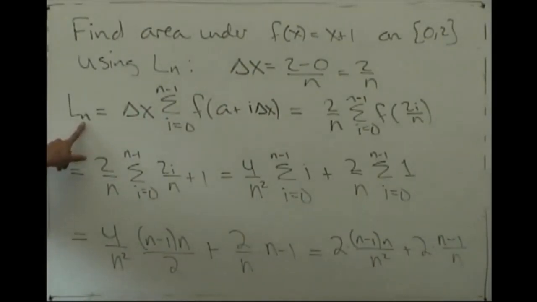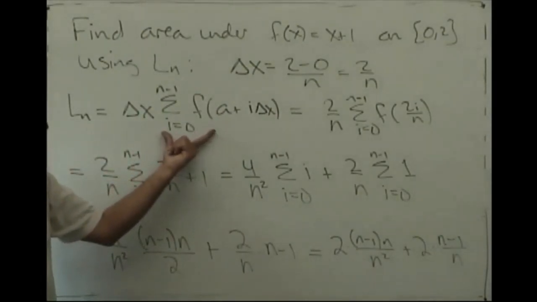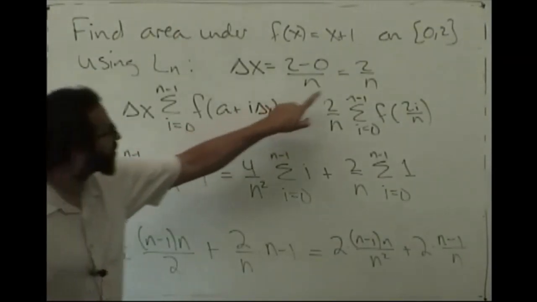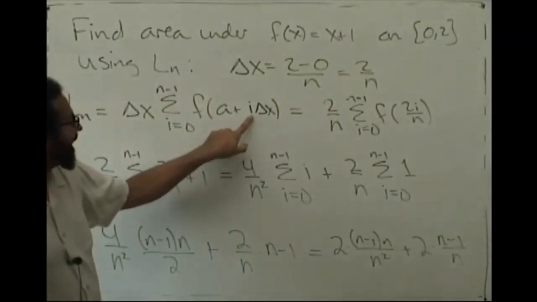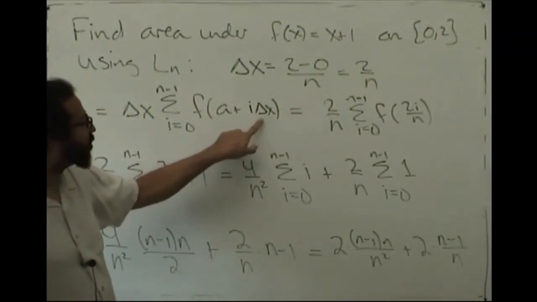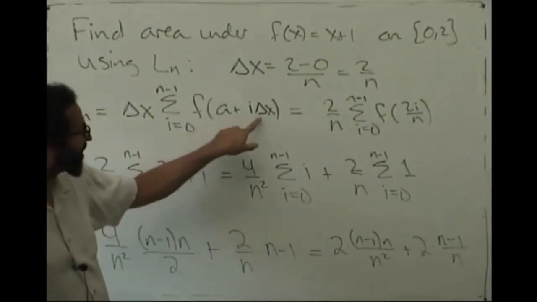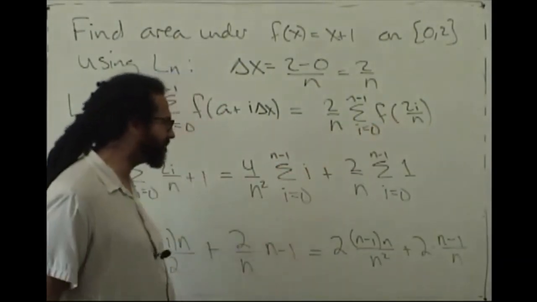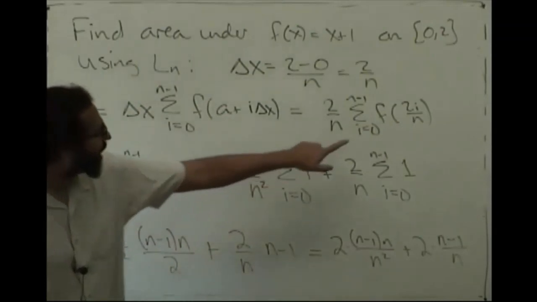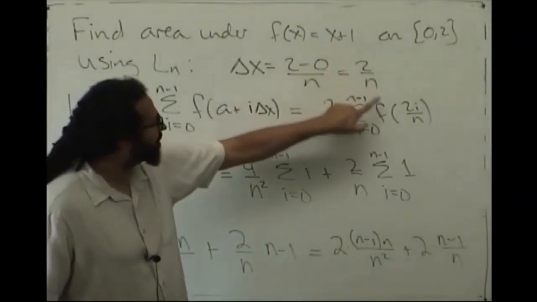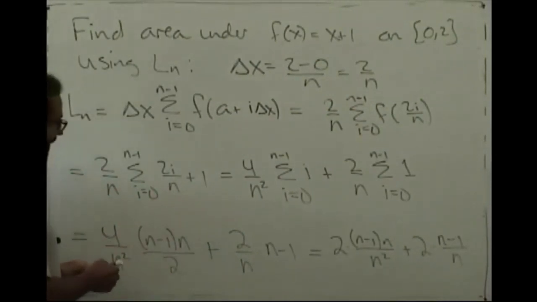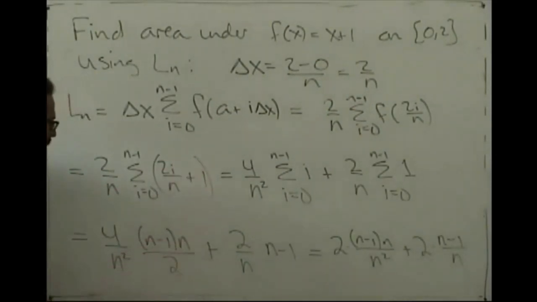So the left endpoint approximation is given by this formula. Delta x is 2 over n. A in this problem is 0. And then i times delta x is just 2i over n, so 0 plus 2i over n. So that's just f of 2i over n. Now what's f? Well, it's x plus 1, so I just replace x with 2i over n. And so I get 2i over n plus 1.